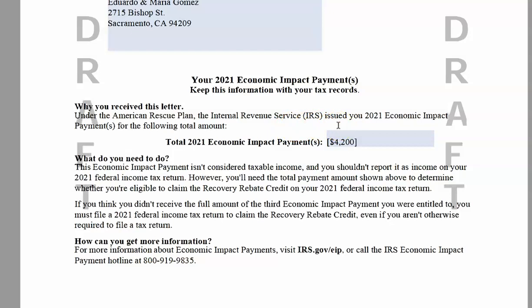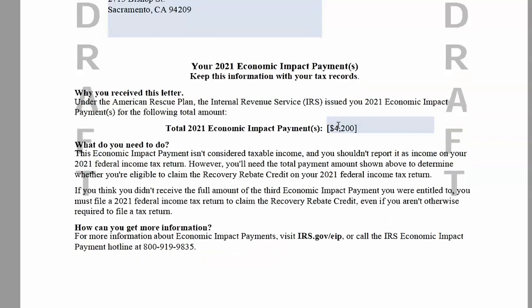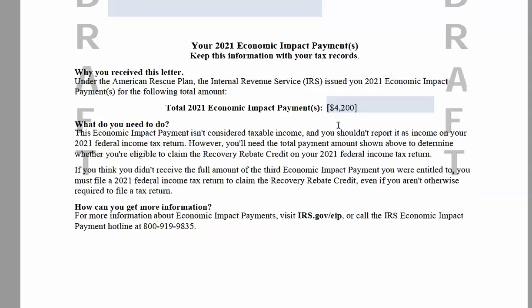But if they're sure in this hypothetical situation that only $2,800 went into their bank, then again, we do not require this letter.